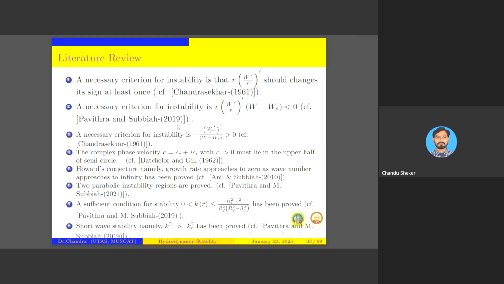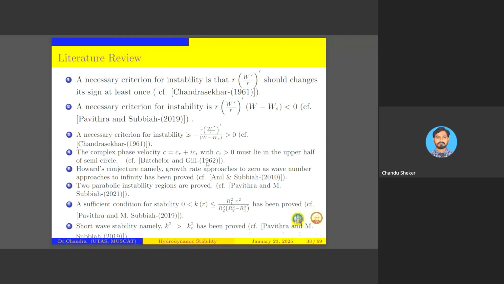Okay, and later Pavithra Subbaiah in 2019 got one more criterion for the necessary condition of the instability region: the vorticity function multiplied by W minus Ws is less than 0. This is the necessary condition for the instability region. Okay, similarly there are more results, and this result is the main thing.